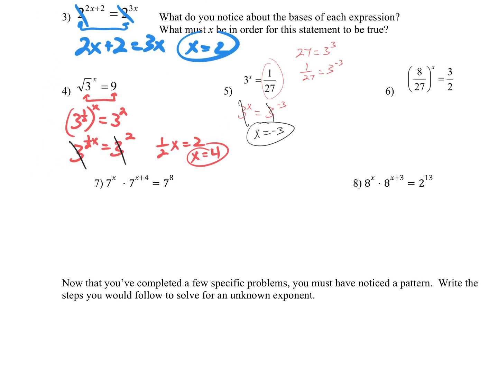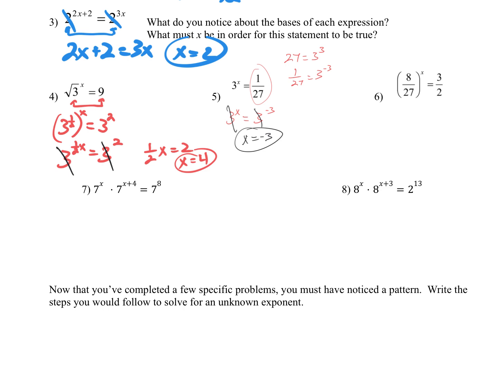I'll come back to number 6 in a moment because there's a little trick for that. But 7 and 8 are both similar, where if you multiply with the same base, you add the exponents. So what I would do is add the x on the left and the x plus 4 on the right. Cross off the 7's, same base. 2x plus 4 equals 8. x equals 2.